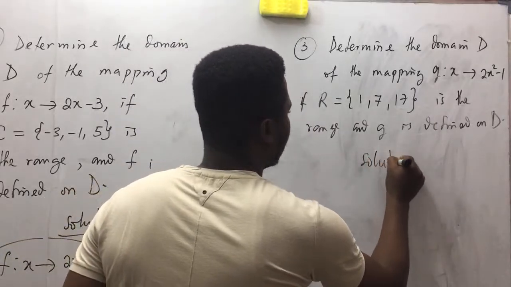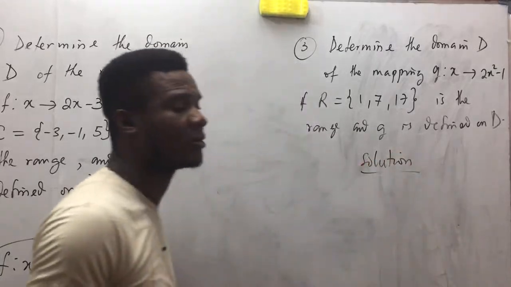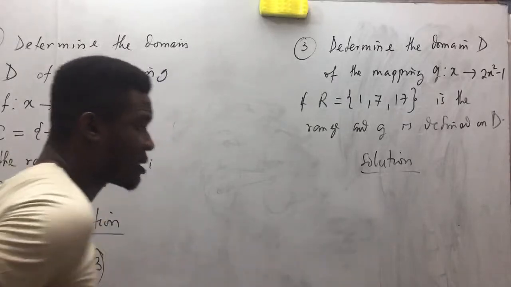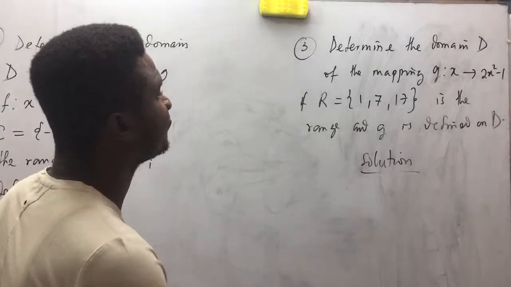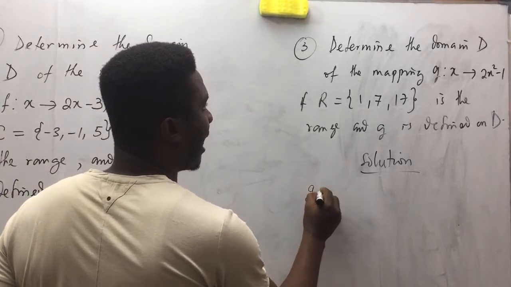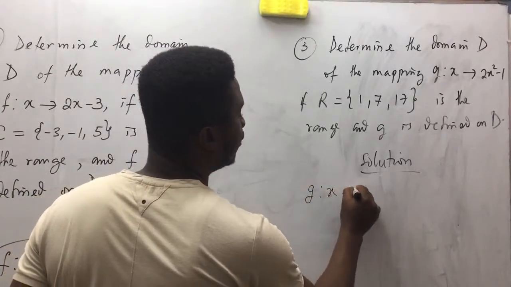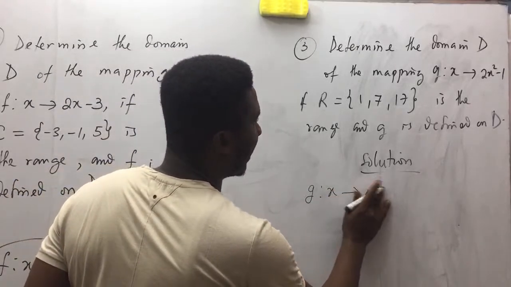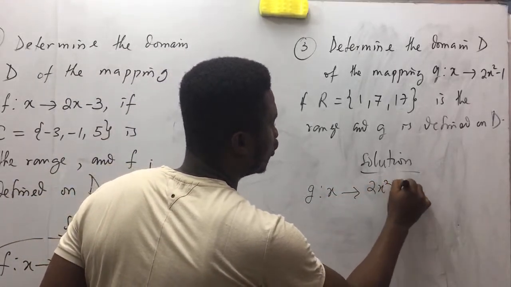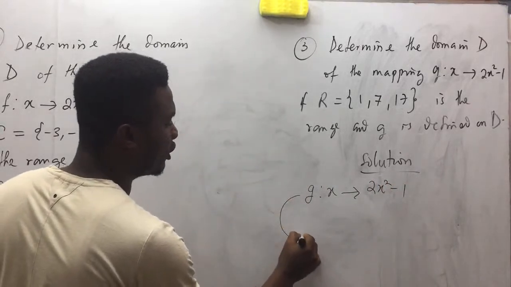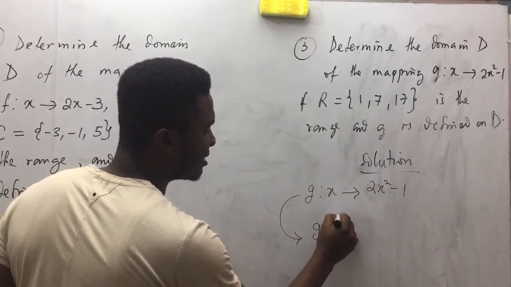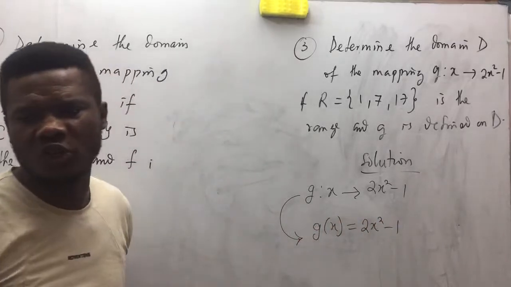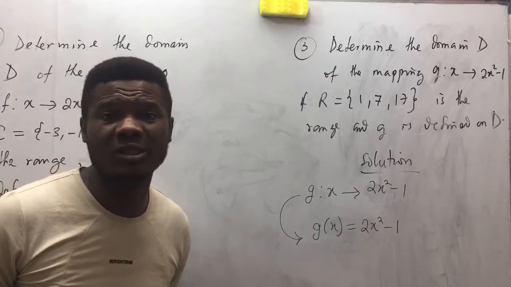Solution. So I'm going to start with writing out my solution. What am I going to do next? I will start with writing out, like I've told you earlier on, this function g of x as 2x squared minus 1. I'm going to write out this function as g of x equals 2x squared minus 1. You can call this your step 1.